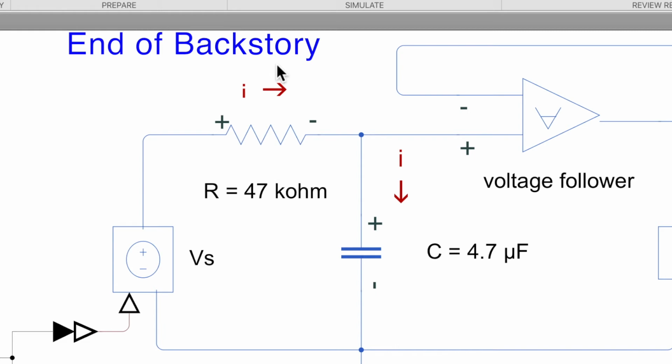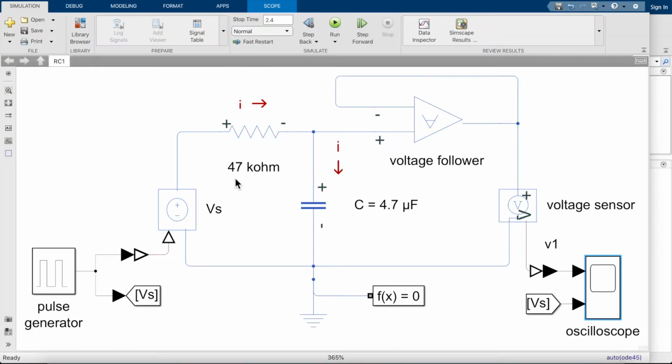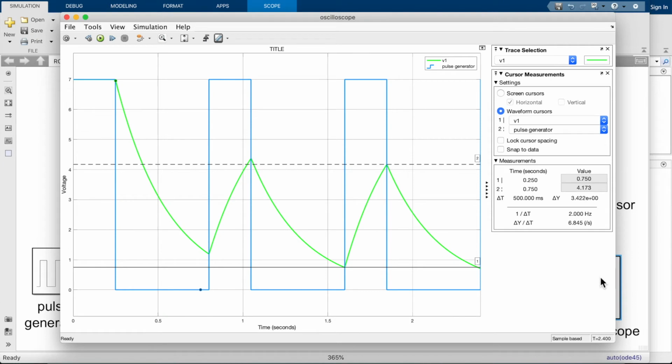End of pause. Now let's perform a simulation. To do so, go to the Simulation tab at the top and push the Run button. And after a few seconds, the simulation will be completed. To see the resulting voltages, go to the oscilloscope and double-click on it, and up comes the oscilloscope trace. Along the horizontal is time in seconds, and the vertical is voltage in volts.